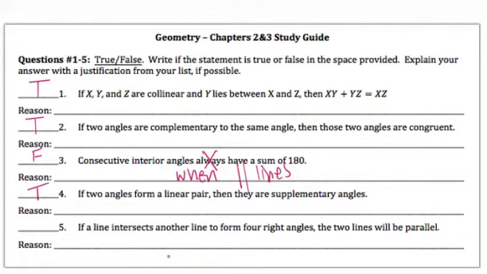Number 5. If a line intersects another line to form 4 right angles, then the two lines will be parallel. That is false. That should say perpendicular. That's the definition of perpendicular lines, not parallel. Parallels would not meet. Again, you're just making an explanation, so it can be really simple. This would have been sufficient for the test.